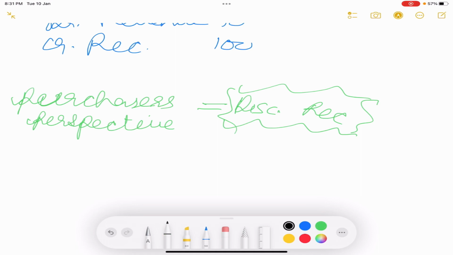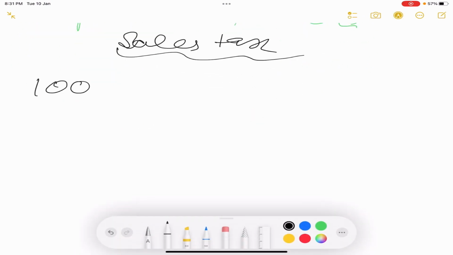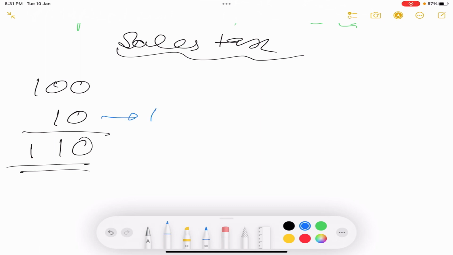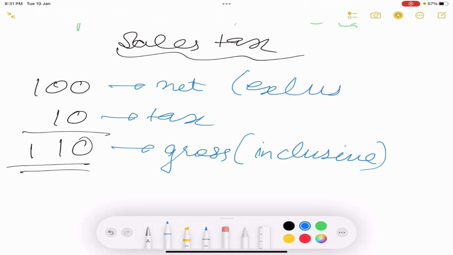Okay, so the last topic of this chapter which is left is the sales tax. So you remember the gross value and the net value of the sales tax. If I have a chocolate of 100 rupees and the tax on it is 10, then my final value will be 110, right? So this is my tax value. Then 100 is my net value and 110, which includes the tax, is my gross value. My gross value will always include tax, so it is called inclusive value, and my net value is without any tax, so it is known as exclusive value. I hope you can recall this.